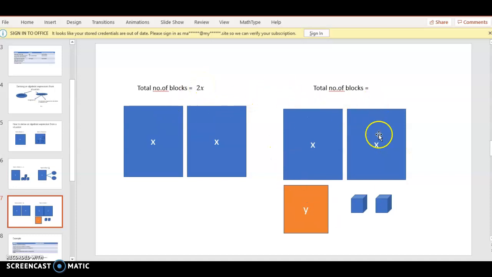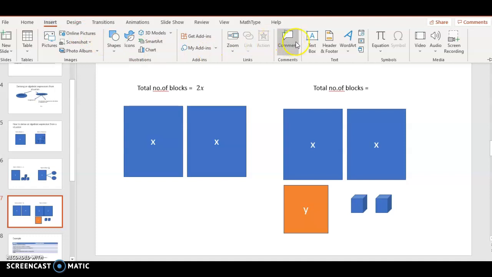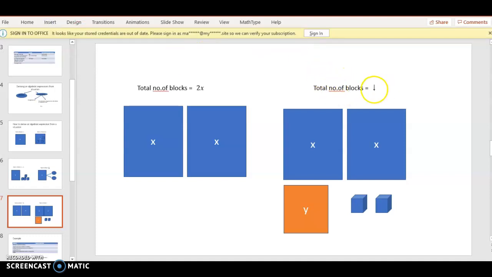Now from here, what we can say is that you have 2 bags of blocks where the value is x, so it is 2x. And then we have another bag where the number of blocks inside is different from the previous blue one, and we also don't know how many blocks are inside. We can represent it with the value of y, so we add y.